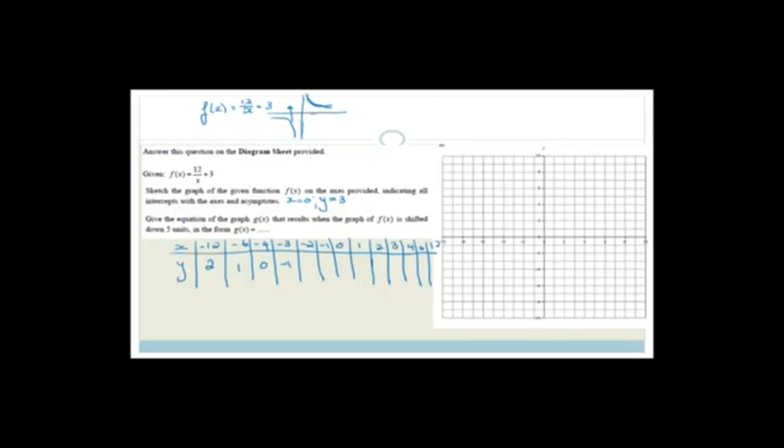12 divided by minus 2 is going to be minus 6, plus 3 is minus 3. 12 divided by minus 1 is minus 12, plus 3 is minus 9. 12 divided by naught is just going to leave you with a 3. 12 divided by 1 is 12, plus 3 is 15. 12 divided by 2 is 6, plus 3 is 9. 12 divided by 3 is 4, plus 3 is 7. 12 divided by 4 is 3, plus 3 is 6. 12 divided by 6 is 2, plus 3 is 5. And 12 divided by 12 is 1, plus 3 is 4. Okay, so let's have a look.